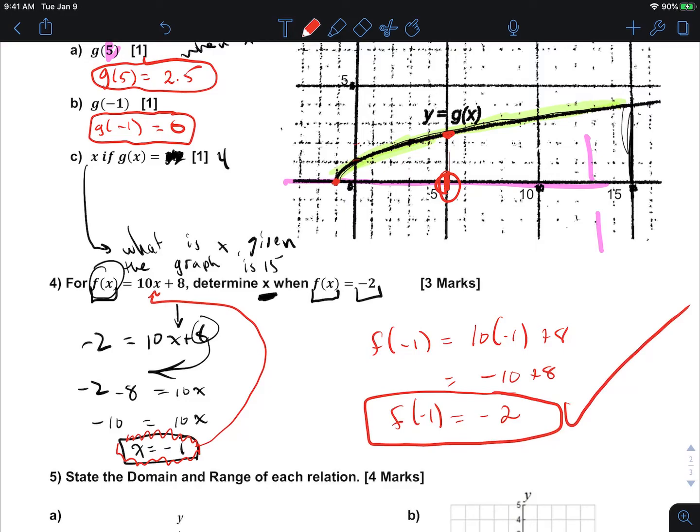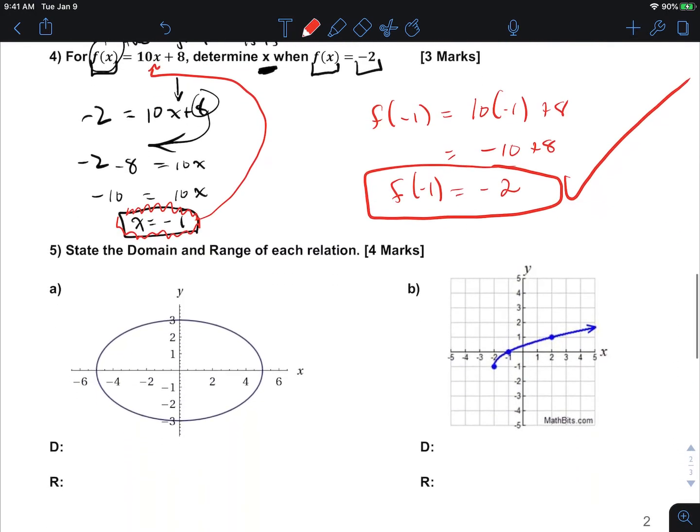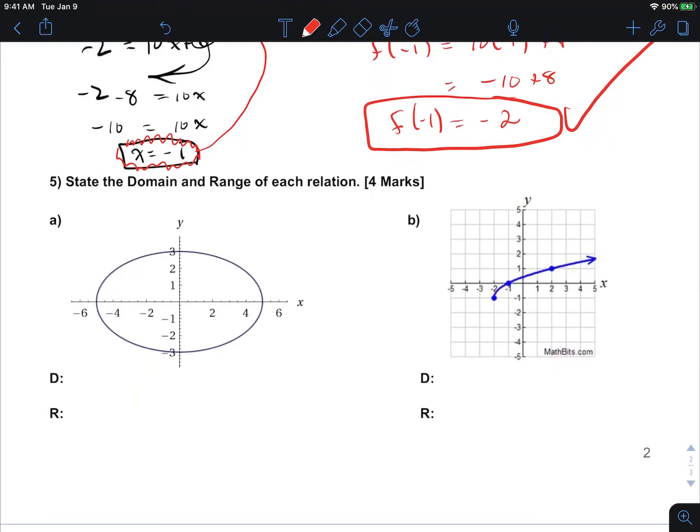You know I'm good, right? So you can always check stuff by plugging it back in, making sure that left side equals right side. Okay? And then the last one.